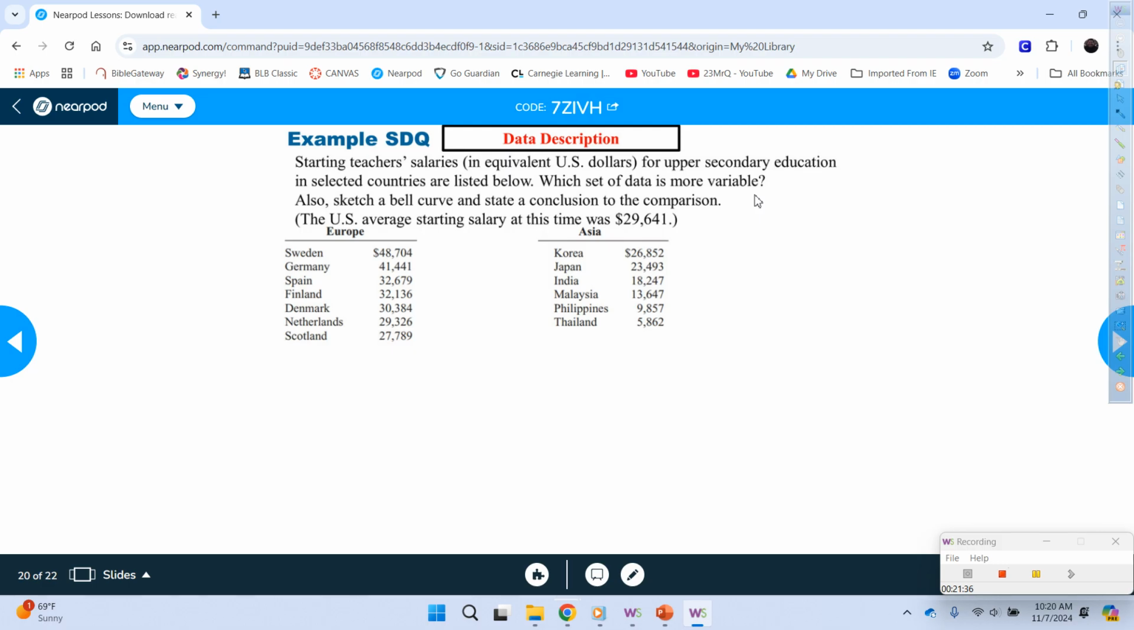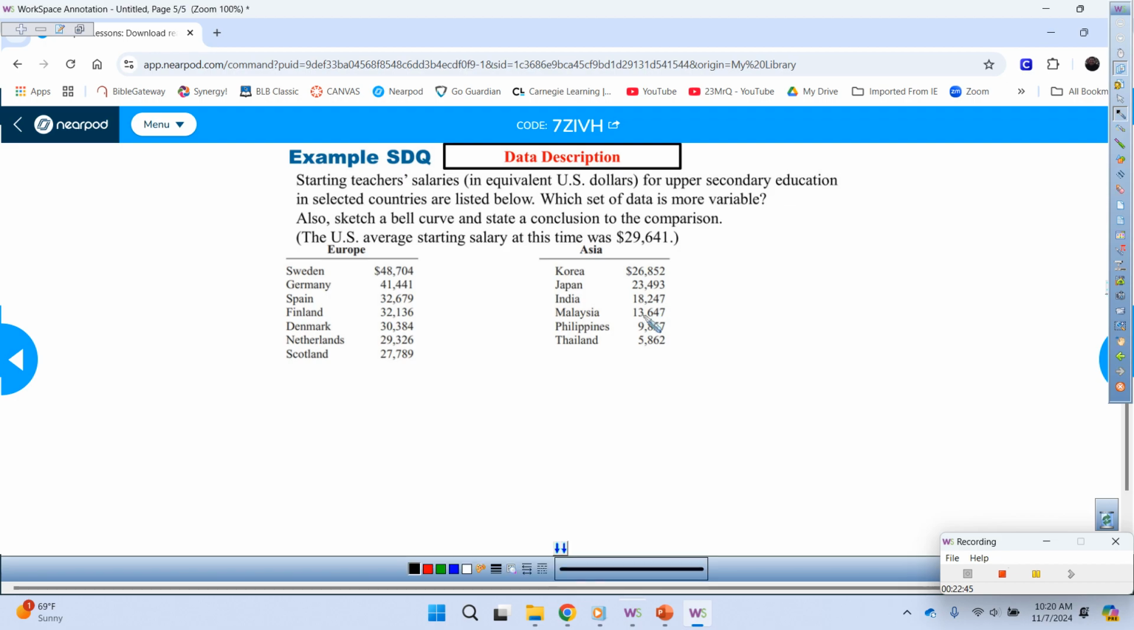So think about this. Variable. To check for which one is more variable, what would be our formula? Brandon, without looking at your notes. CVar equals standard deviation over mean. That is correct.